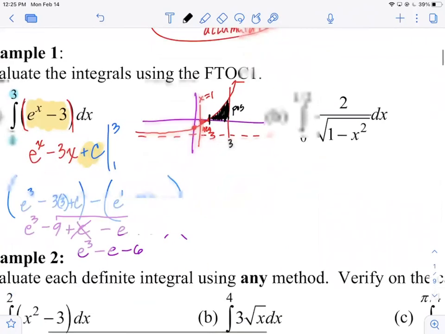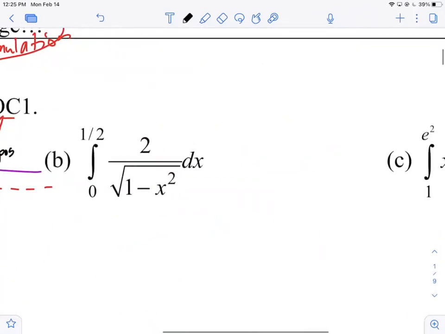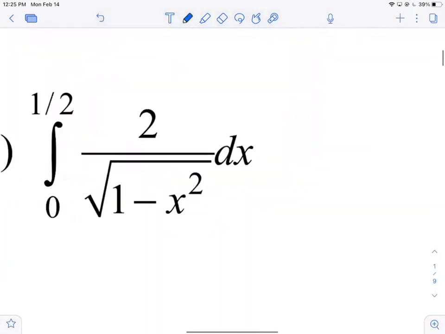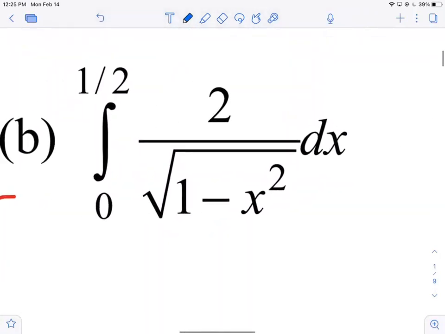All right, sweet. Let's keep going then a little bit faster. Let's look at this one. This is a definite integral. How do we know this one's a definite integral?